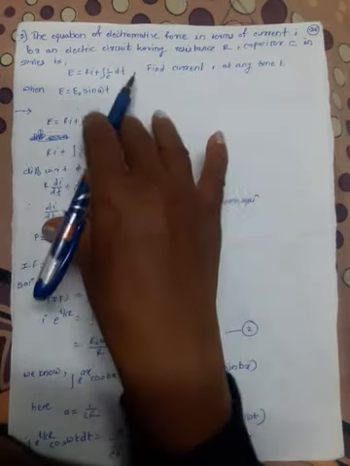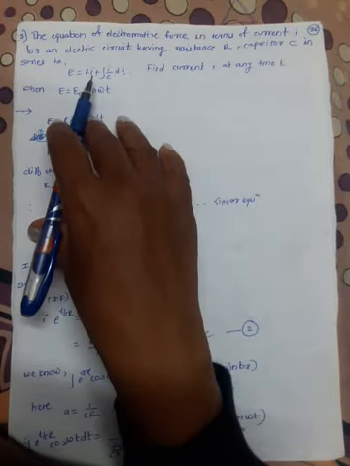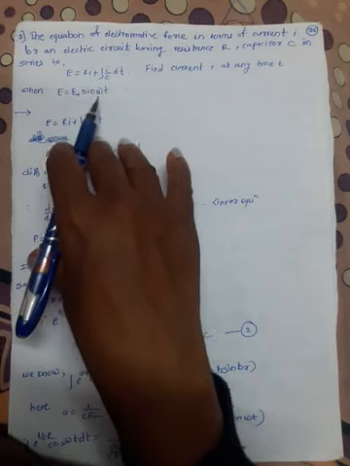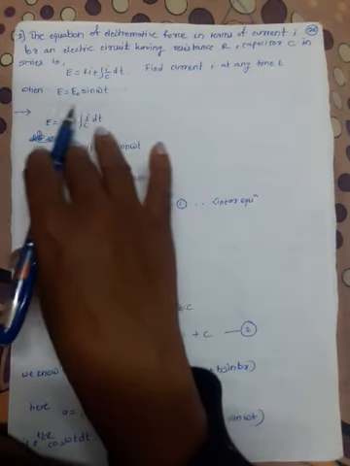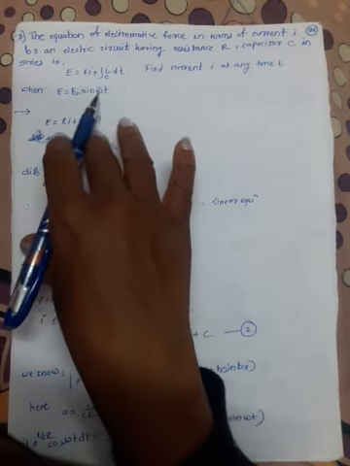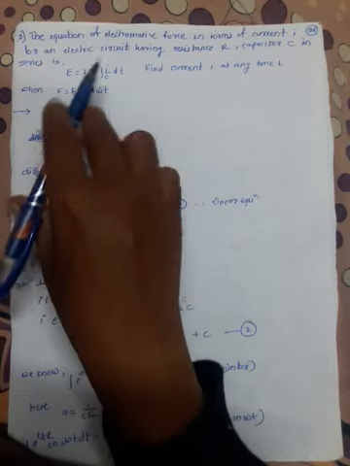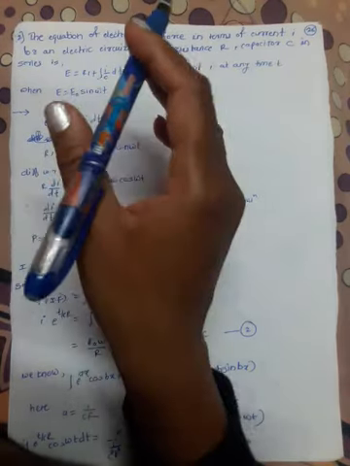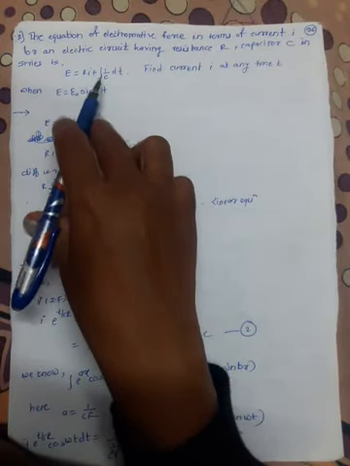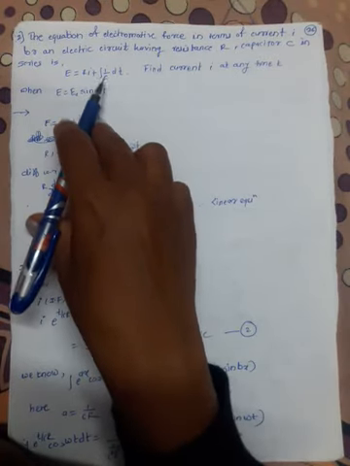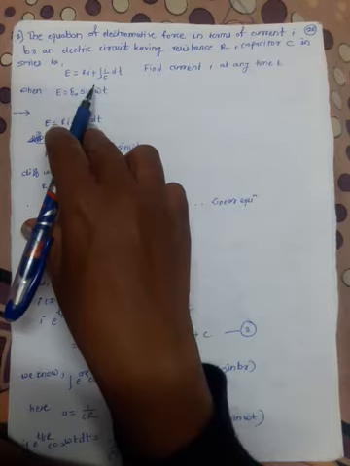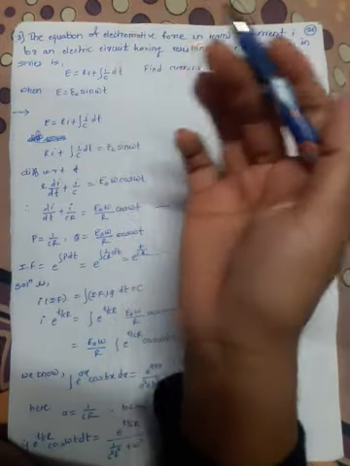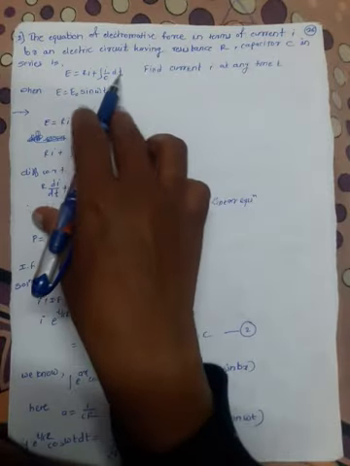Now we have to find current I. We have to solve this equation and find I at any time t when E is equal to E naught sine omega t. In this case, E is specifically given as E naught sine omega t. First of all we have to make this equation into a differential equation, so we have to cancel out this integration. To cancel out this integration, obviously on both sides we have to apply the reverse process of integration, that is the derivative with respect to t.